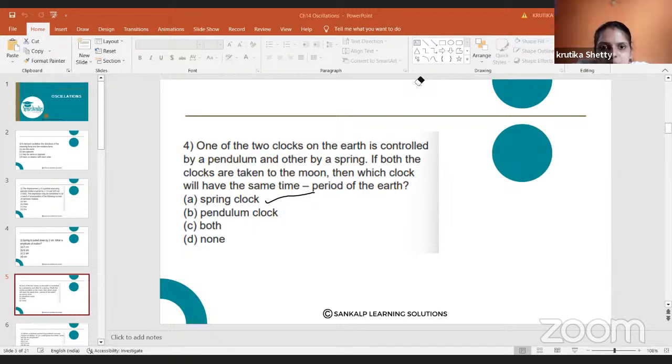Okay, so who all have given the answer? That is Chandru, Rakshita. Yes, is it clear, students? That is, the spring clock is having the same time period. Why? Because it is not depending on the acceleration due to gravity. But the simple pendulum does depend on the acceleration due to gravity.